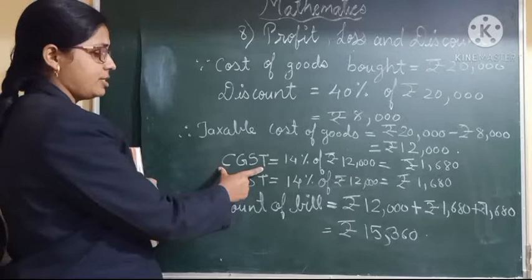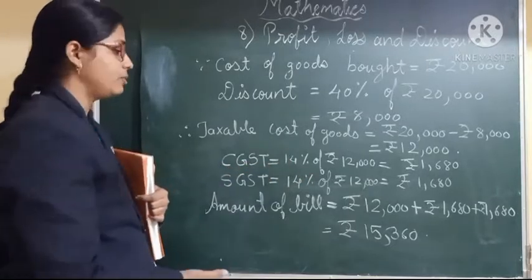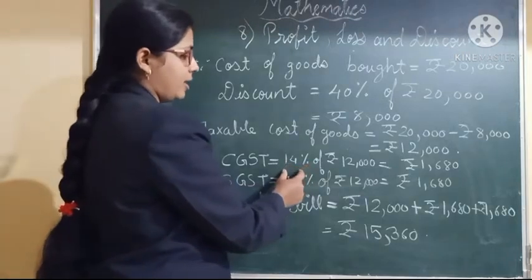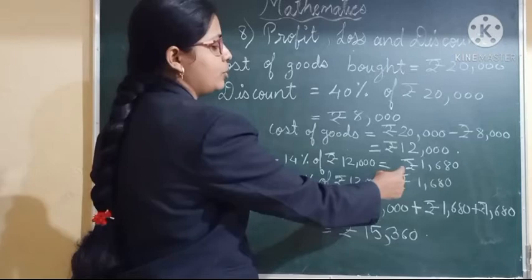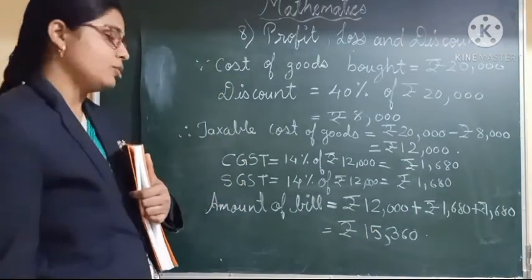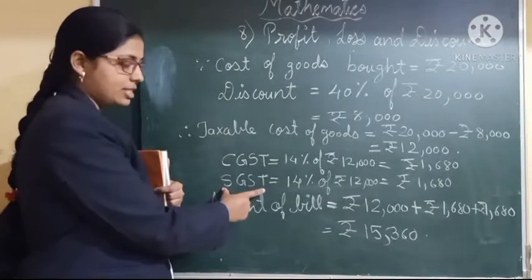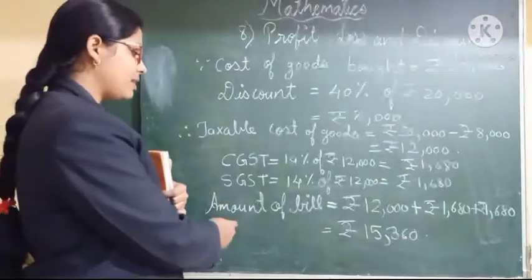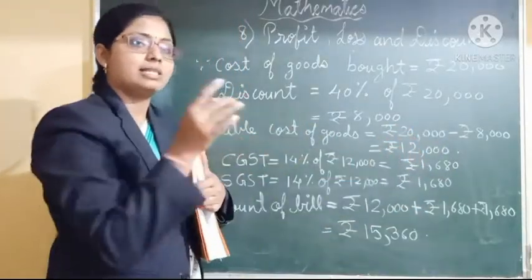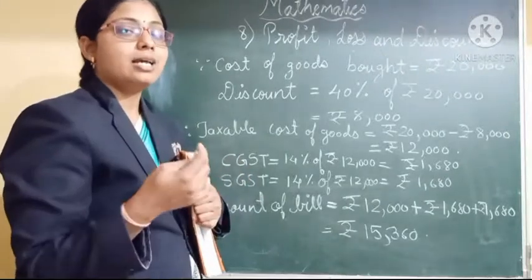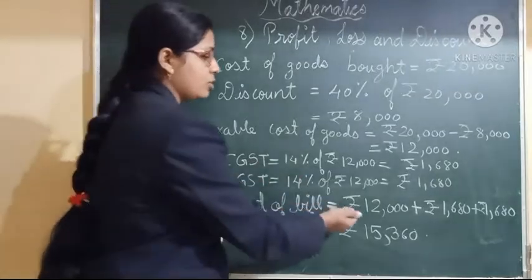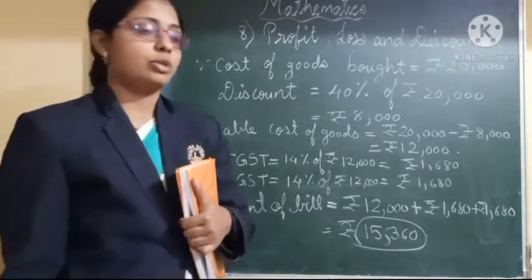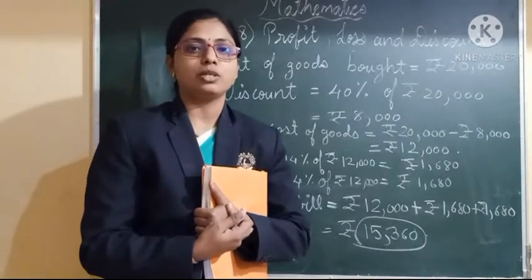Then CGST we have to find out. Already we know how to find the CGST, that is 14% of rupees 12,000. So that will be 14 upon 100 multiplied by 12,000. If we calculate this value, we will get rupees 1,680. The same will be SGST. Okay, state GST, 14% of 12,000, that will be 1,680. Now the next thing we have to find is the total amount of this bill. So total means we add the central GST, the state GST and whatever the cost is, we do the addition of all. So we will get the answer as 15,360 rupees. So in this way we can calculate different examples related to GST.